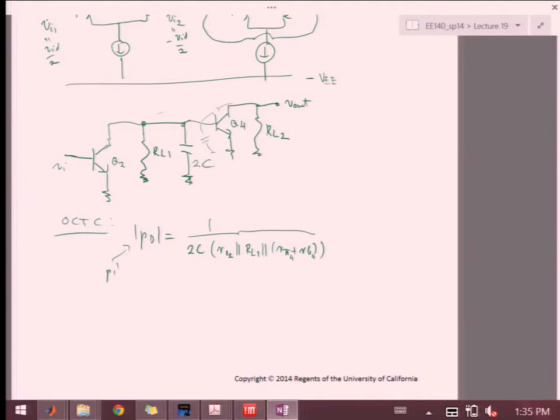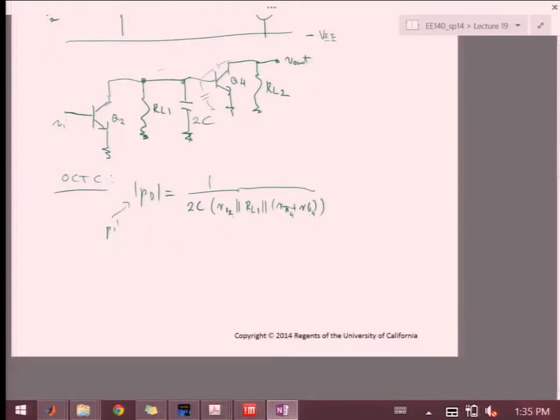Okay, so RL1 is typically a lot smaller than RO2 because that's just our load resistor, maybe a few kilo ohms or something. R pi is going to be approximately that as well. So for that pole to shift by a lot down, this C has to be reasonably big. So this C will have to be kind of 1,000 picofarads or so.